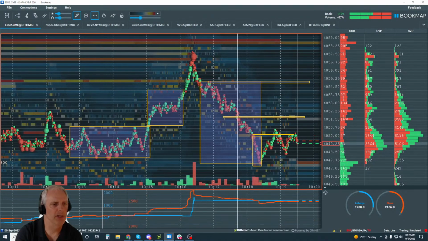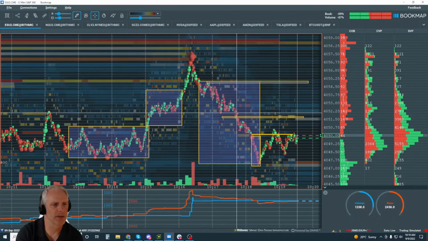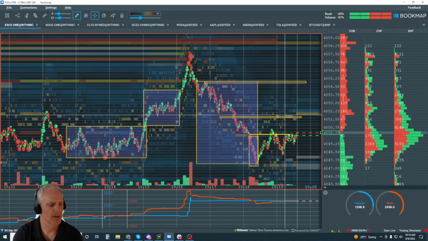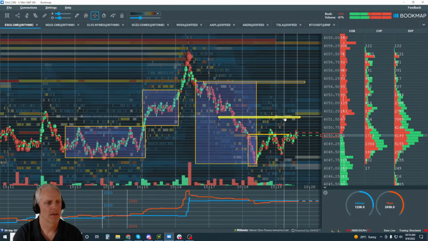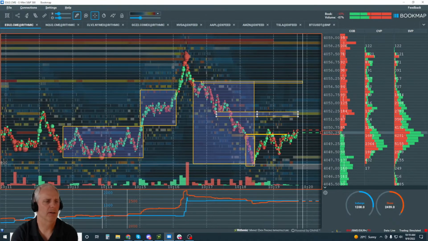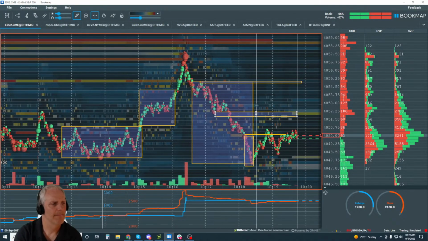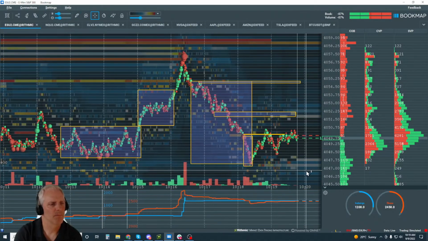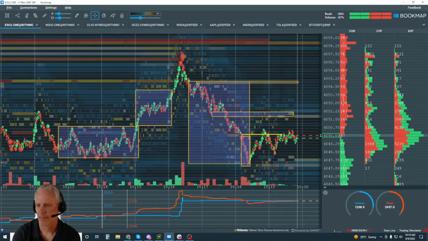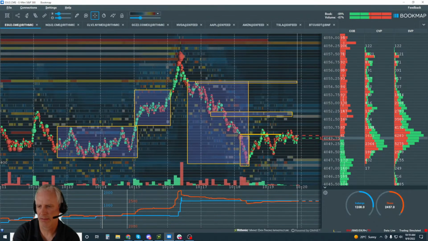Yeah, I would be looking for a deeper pullback on this, maybe up to about this. Yeah, this is a little sloppy in here. Maybe back up into here. Engulfing on a 5-minute. Okay.